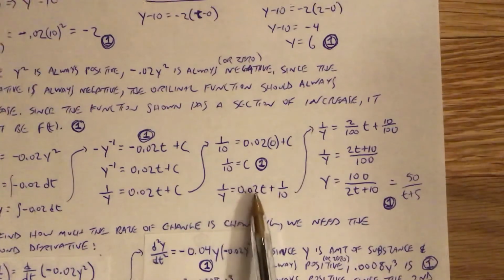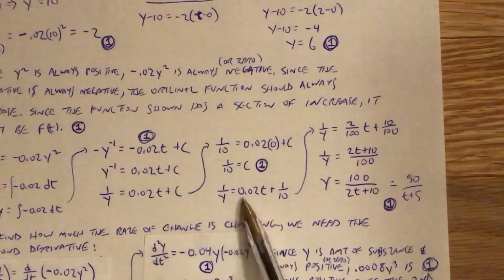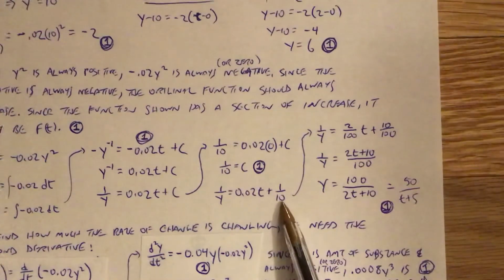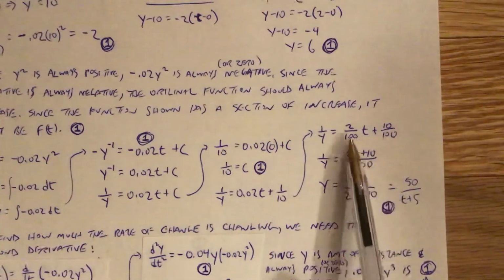0.02, I'm going to use the fact that this is the hundredths place. This is 2/100ths. 2/100ths can be written as a fraction, 2 over 100. So since this is 2/100ths t, I might as well get a common denominator with this. Well, it's 1/10. If I multiply top and bottom by 10, I get 10/100ths. So now I have a common denominator.